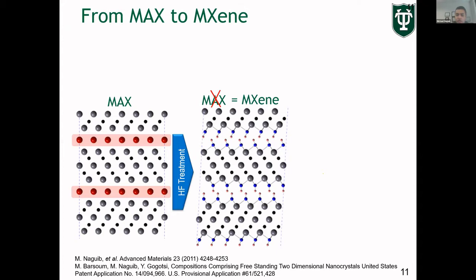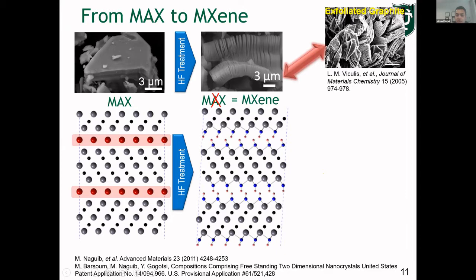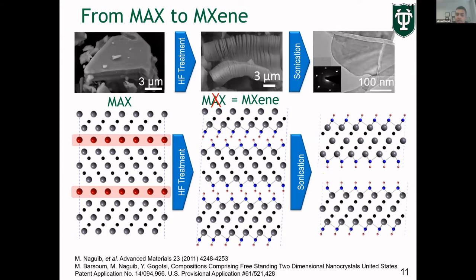You go from this bulky-like ceramic to this open morphology. And this looks very similar to exfoliated graphite, the picture you see on the top right side here. And if you do sonication, you can separate some of the layers from each other. And you see from the inset here, the selected area electron diffraction is showing that the hexagonal structure is still there. So we didn't convert from 3D crystalline to 2D amorphous. We still have 2D crystallinity in the material.